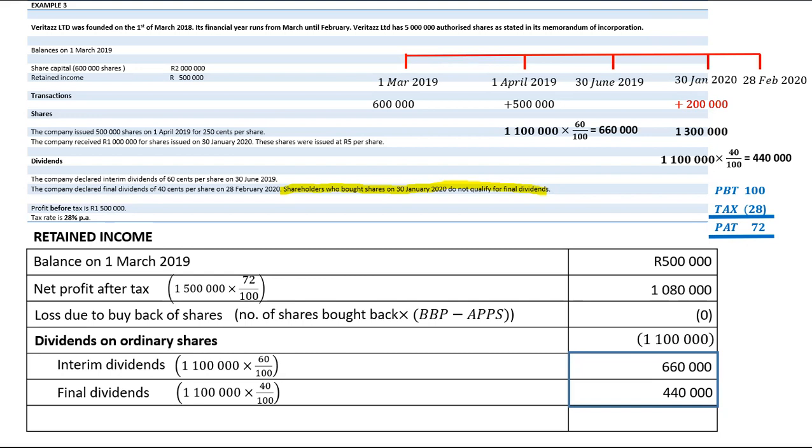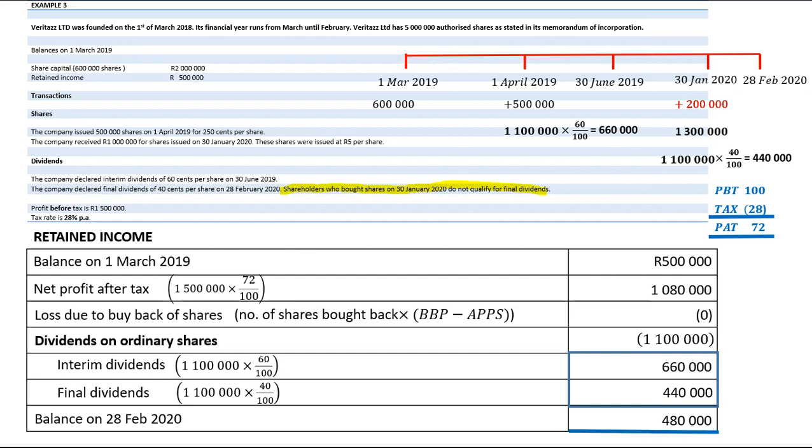Now take your retained income balance at the beginning of the year of 500,000, add it with 1,080,000, and subtract 1,100,000, which is your dividends on ordinary shares. You will end up with a balance on the 28th of Feb 2020 amounting to 480,000. That 480,000 represents retained income or profits that were not used and will be used in the future to pay dividends as well as tax.